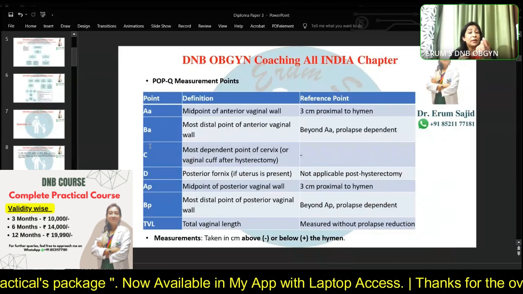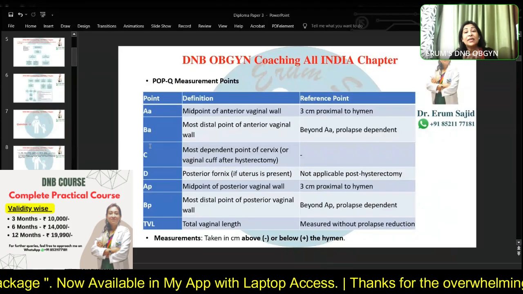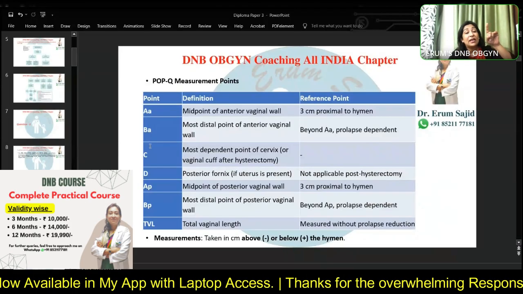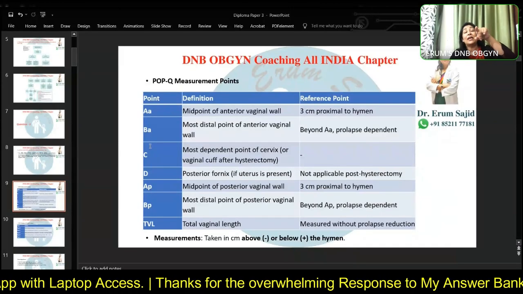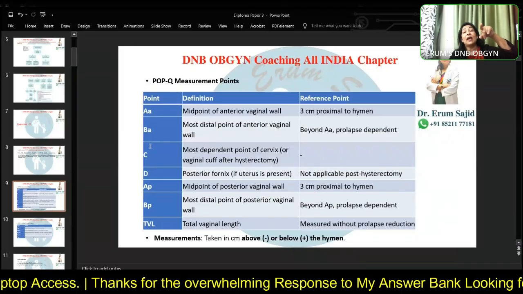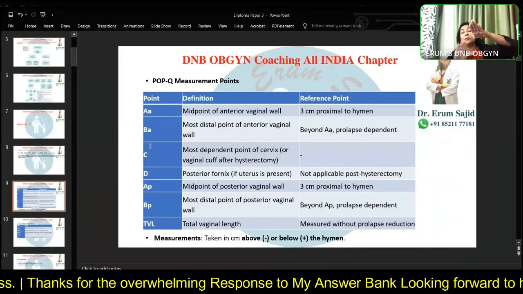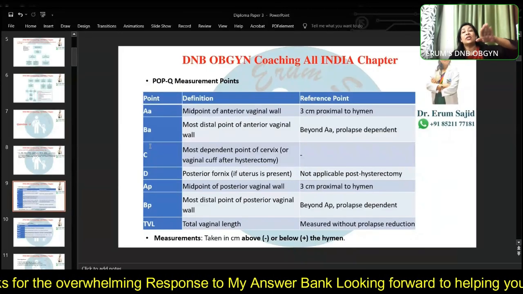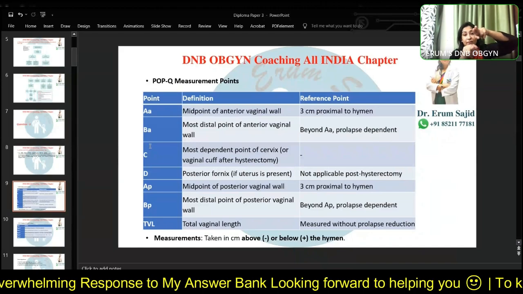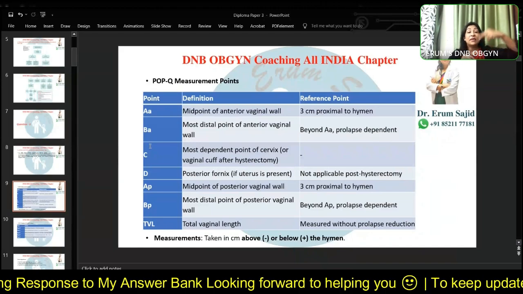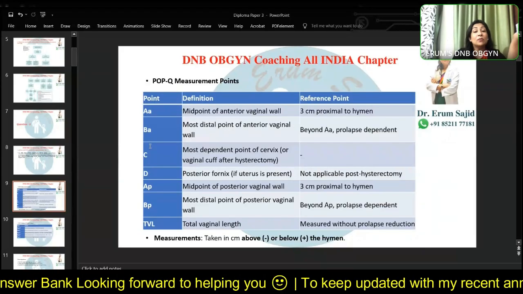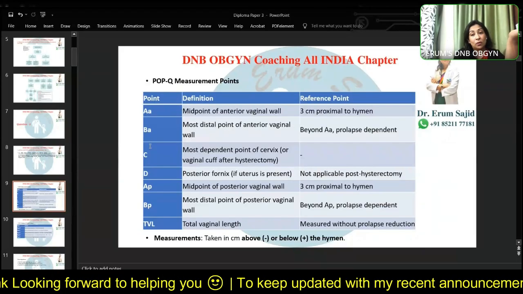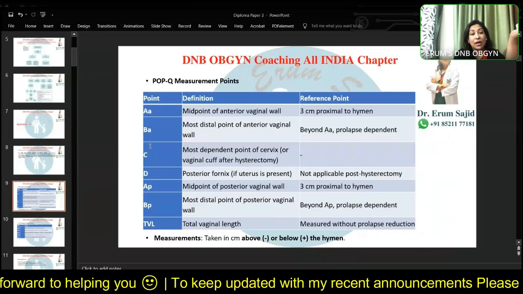But mostly what we get confused is AA and BA. AA is the midpoint of the anterior vaginal wall, 3 centimeters proximal to the hymen. In the same way, AP is also 3 centimeters proximal to the hymen. So AA and AP, on the anterior wall and posterior wall, Point A is the same, 3 centimeters from the hymenal ring. BA is the most distal point on the anterior vaginal wall, and BP is the most distal point on the posterior vaginal wall, mostly the dependent part, right?